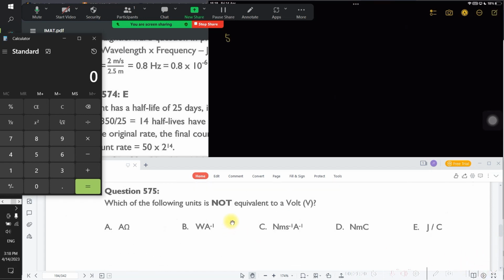Question 575. Which of the following units is not equivalent to volt? Những đơn vị nào sau đây không bằng với lại cái chữ volt.